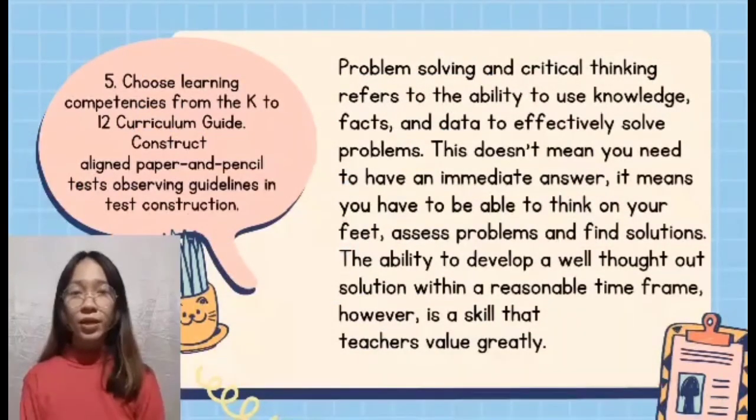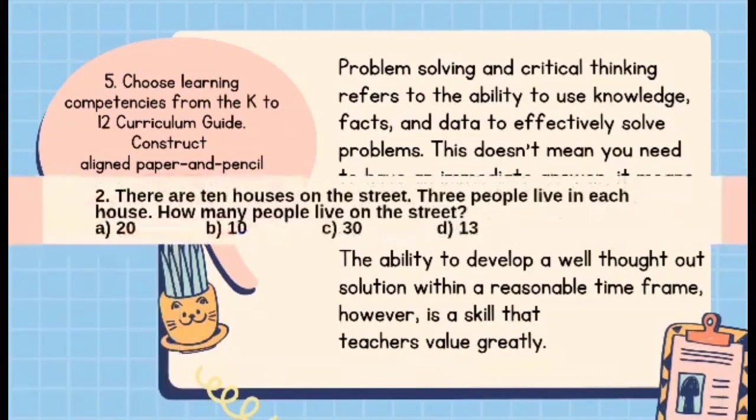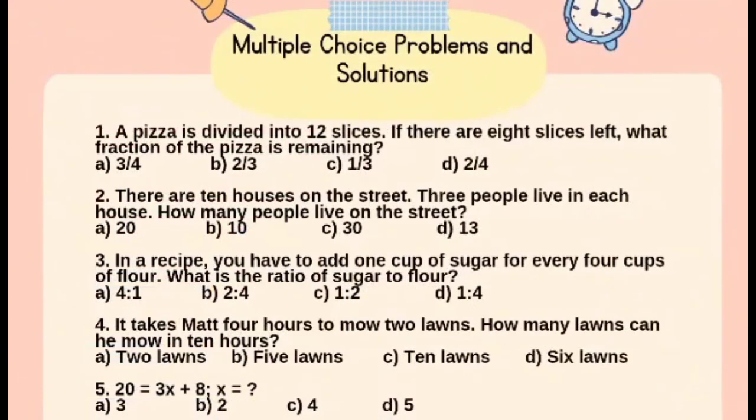Problem solving and critical thinking refers to the ability to use knowledge, facts, and data to effectively solve problems. This doesn't mean you need to have an immediate answer. It means you have to be able to think on your feet, assess problems, and find solutions. The ability to develop a well-thought-out solution within a reasonable time frame, however, is a skill that teachers value big. And this is the construct a paper and pencil test observing guidelines in the test construction.